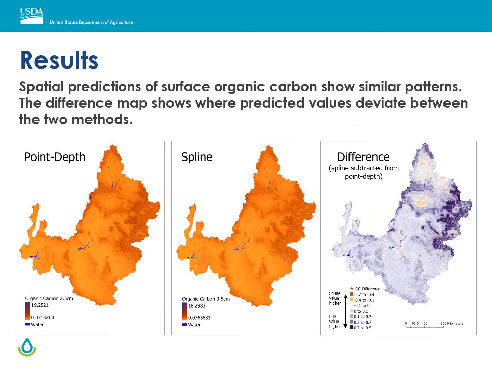As I mentioned previously, we only generated spatial predictions for surface organic carbon. And we found that, again, there were similar patterns across the study area between the two methods. The difference map on the far right shows that the point depth approach predicted higher values of surface organic carbon in general, with greater differences in the mountain foothills in the northeast portion of the study area.